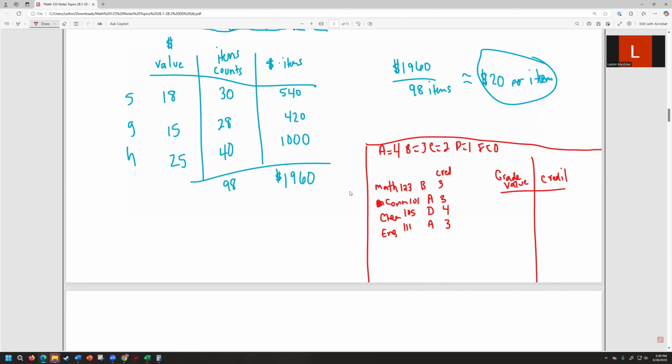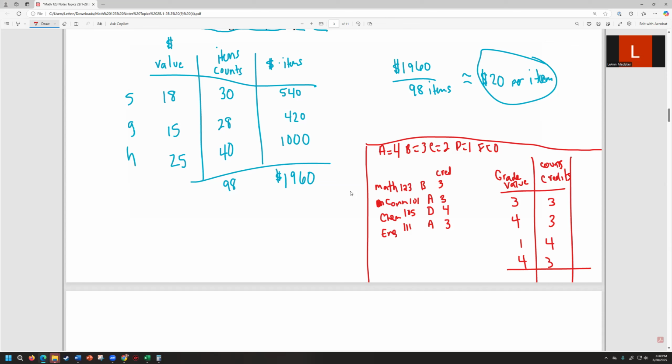The credits are the counts. How many actual classes did you attempt credit-wise? Not just 4 classes, how many credits did you attempt? So this B would transfer over as a value of 3, and it was a 3 credit hour class. The A is a 4, so we replace that as a 4, and it's a 3 credit hour class. The D is only worth 1, and that's a 4 credit hour class, so that might hurt us. And then the A is worth 4, and we took 3 credit hours.